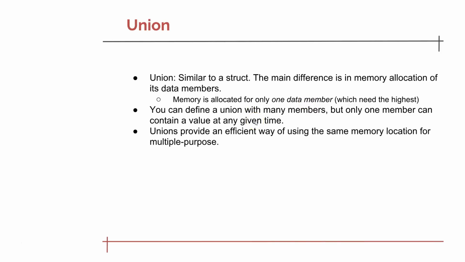And you can define a union with any number of members in it, but only one member can hold a value at a time, because only one member will be allocated memory in the compilation or in the running process as well.